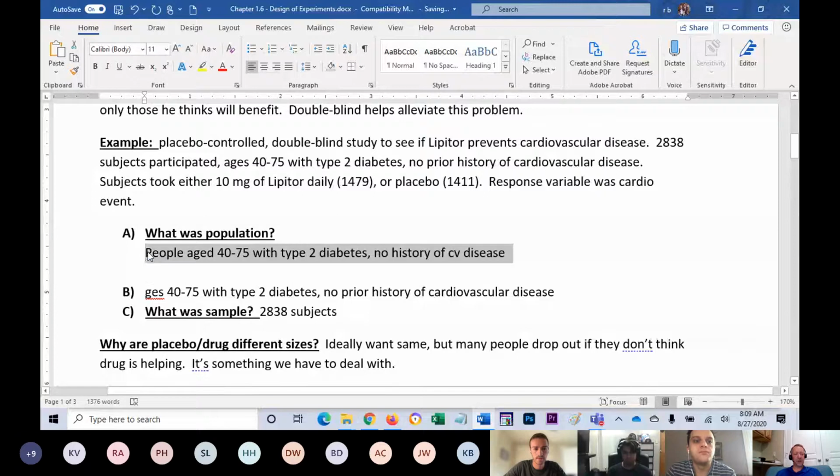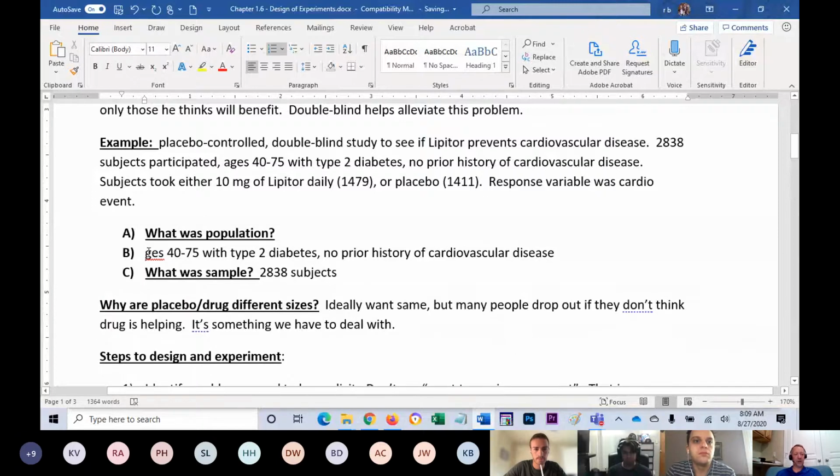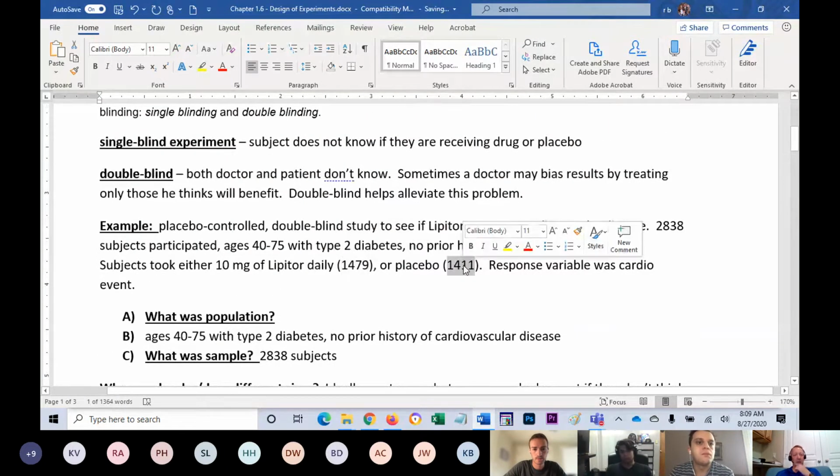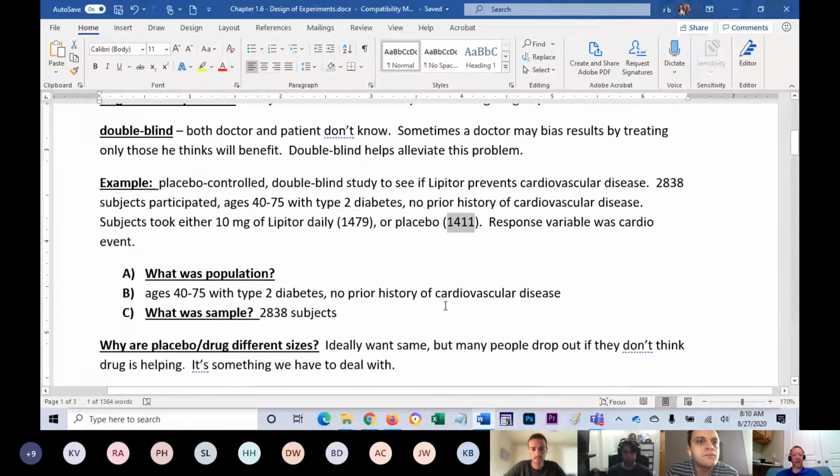So the sample is the 2838 subjects with those characteristics. Okay. Now, I probably should have done this a little bit better, but notice that the placebo study and the drug study are different sizes. Part of that is due to the randomization procedure. Ideally, you'd want those to be the same, but a lot of times people will drop out if they don't think the drug is helping.